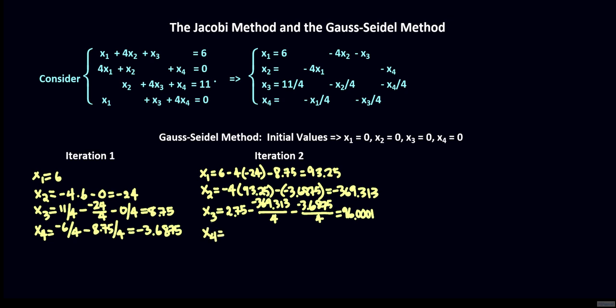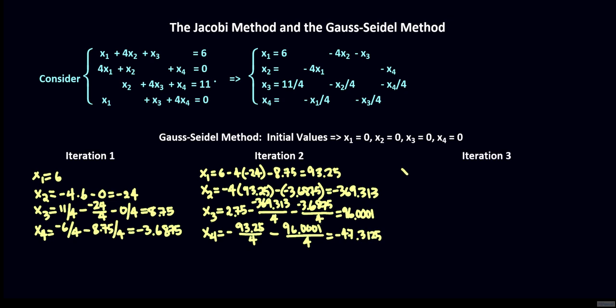x sub 4 is minus x1 divided by 4. x sub 1 is currently 93.25. Minus x3 divided by 4. x3 is now 96.0001. So that x3 becomes minus 47.3125.